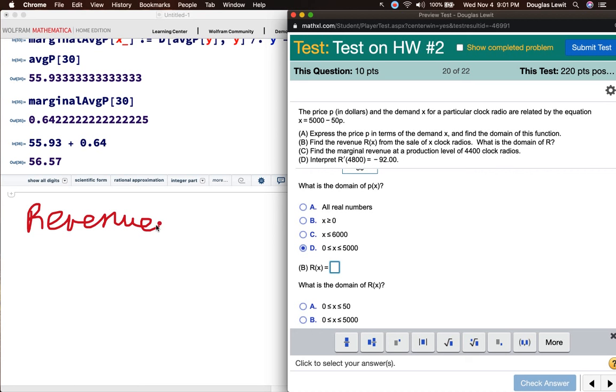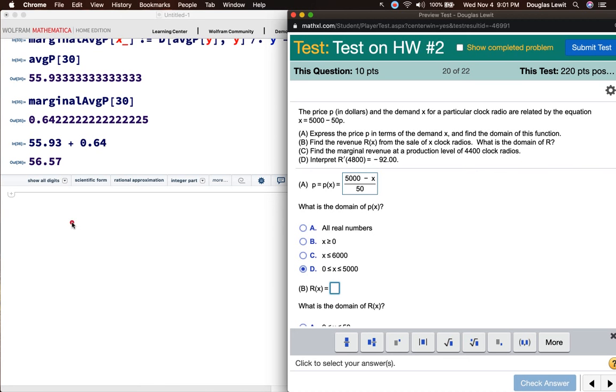Now, it makes sense that the revenue would have to be equal to X times P. If that's true, then my revenue, R of P, oh, they're actually looking for R of X. Okay, hold on one second. Let me erase this.